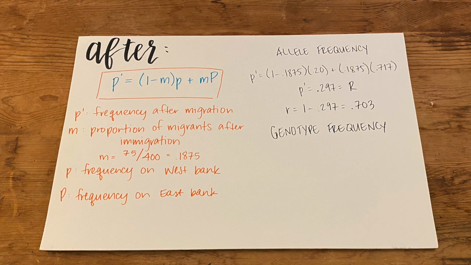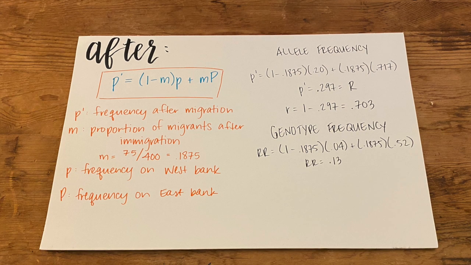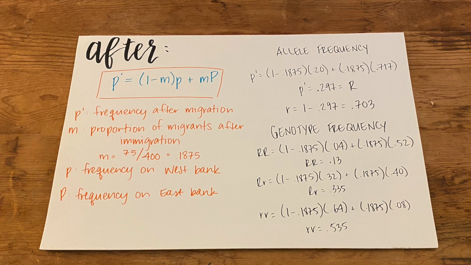Using the same equation and pre-migration genotype frequency values to find the new genotype frequencies, we find that homozygous big R equals 0.13, heterozygous equals 0.335, and homozygous small r equals 0.535.